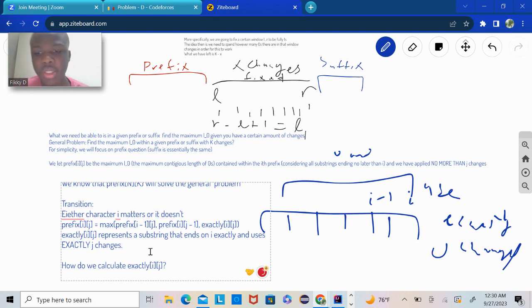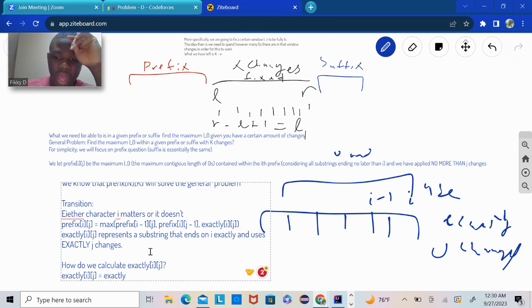So this is actually not as bad as you think it is. This is pretty easy. Let's be rigorous in the definition. For DP, definitely know what your state is so you can stay focused. Basically, this string has to end on I and has to use exactly j changes. So the way we can get this is that if it has to use exactly j changes, either we can force the string.